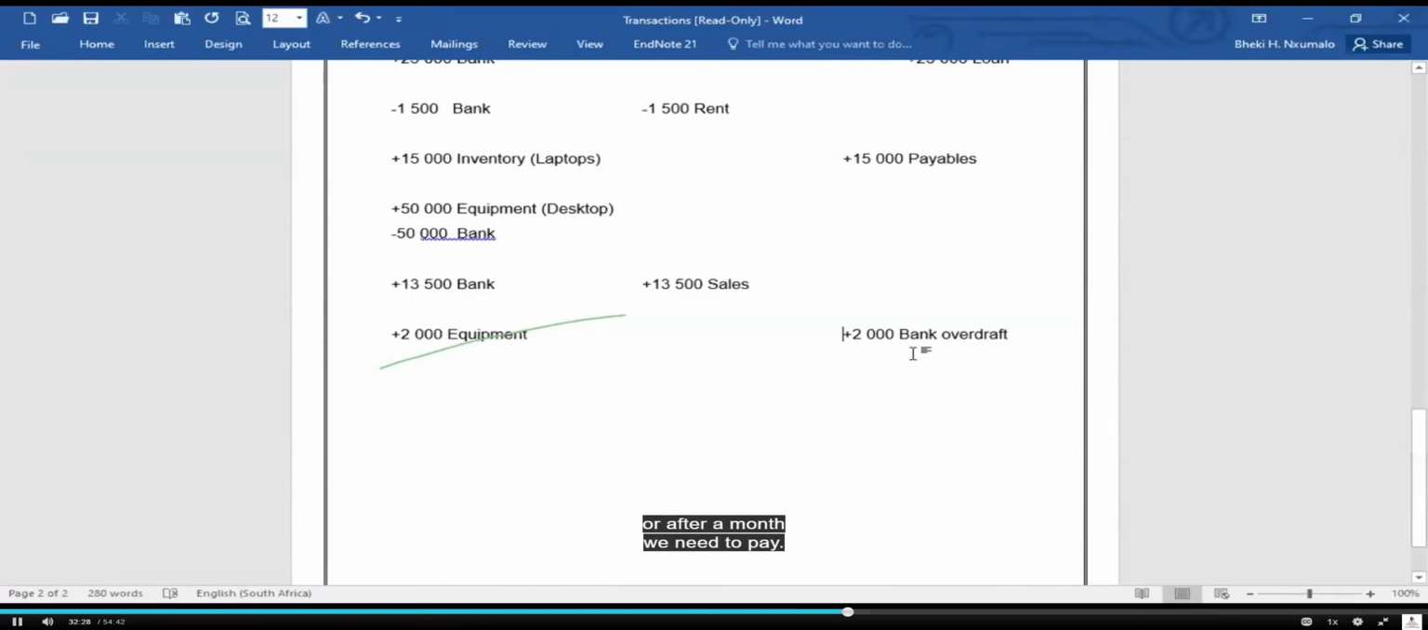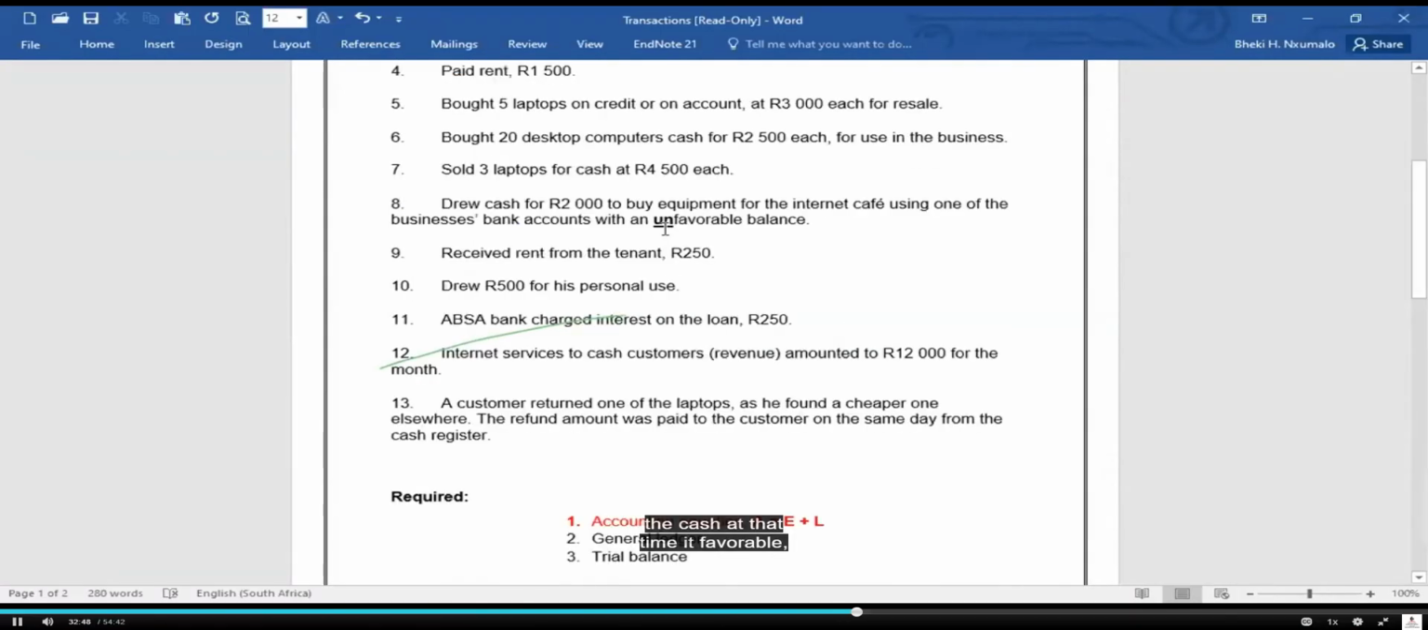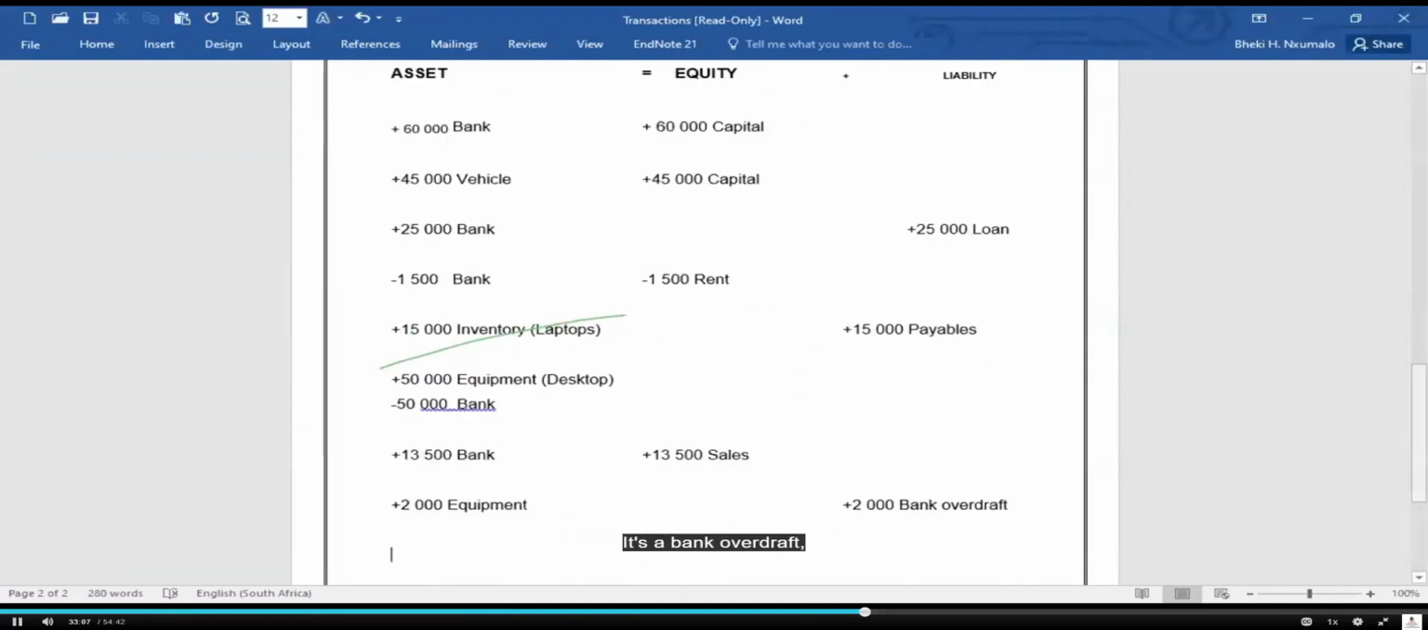So my account is not favorable, it's unfavorable, and then I must use that. We use bank overdraft because the cash at that time was not favorable. It was not his own amount. He asked for a bank overdraft. It's a short-term debt. So all debts are classified under liabilities, like loan, payables, but in this case, there is bank overdraft. It's a short-term debt.